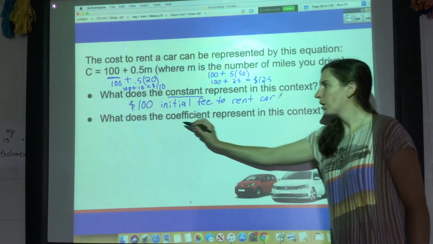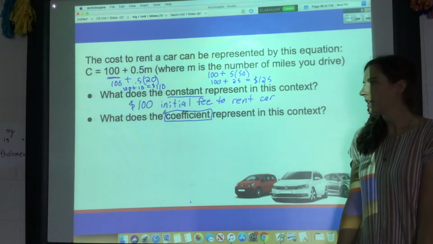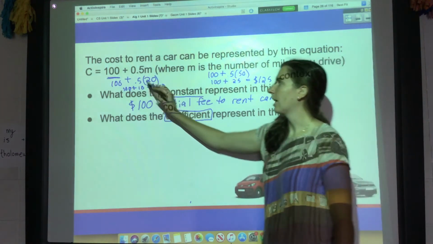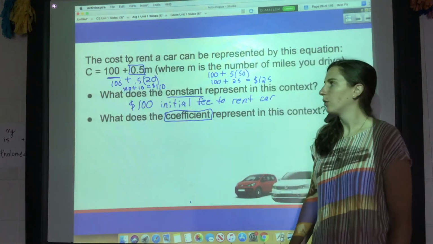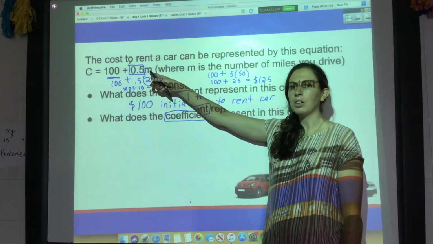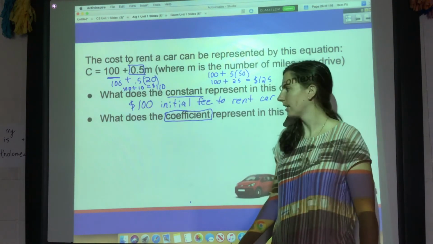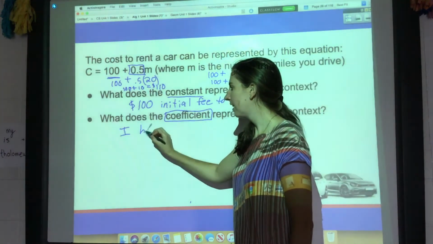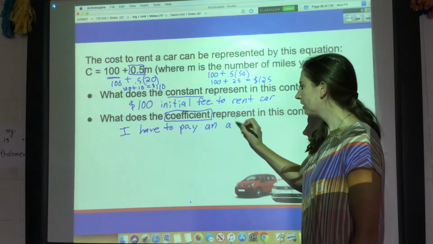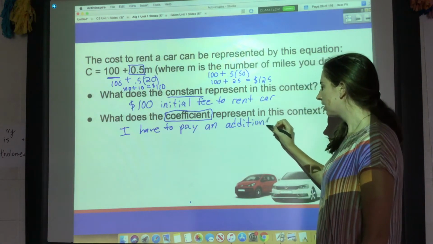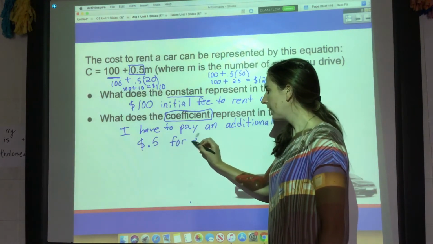And then what does the coefficient represent in this context? The coefficient is the number that goes with the variable. That's the 0.5. So what's happening with that 0.5? Well, every additional mile, I'm having to pay another 0.5 of a dollar, or 50 cents. So I'm going to put, I have to pay an additional 50 cents, or 0.5 of a dollar, for each mile driven.